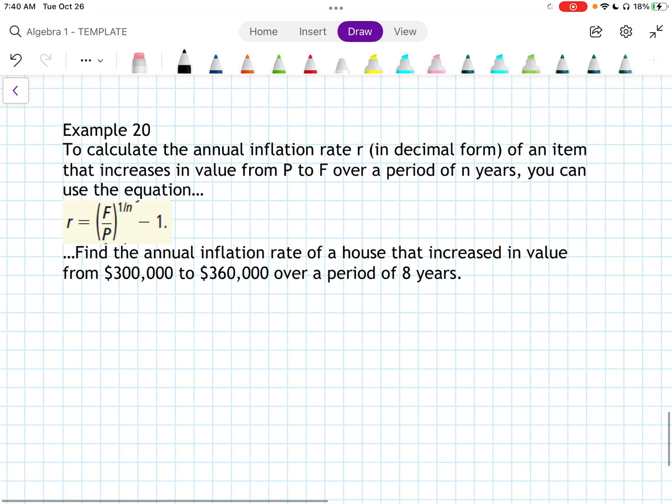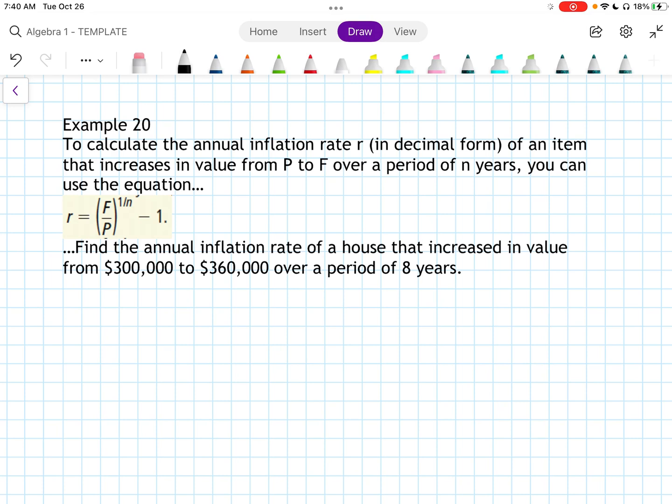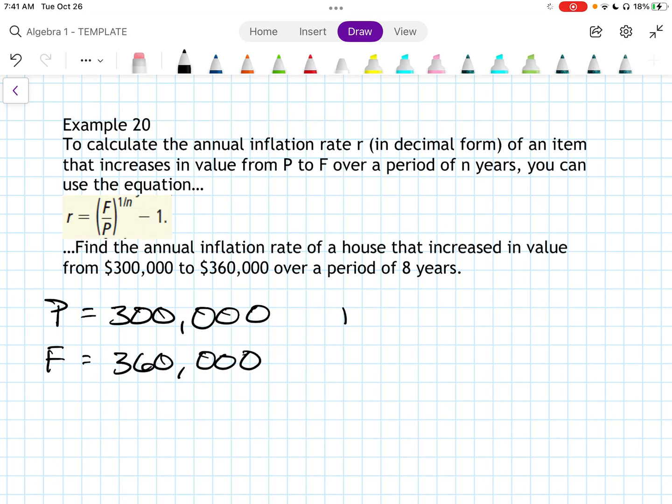Alrighty. Example 20. This is similar to some problems that I've seen on the PSAT and the SAT. We don't necessarily know how to use this formula that it gives us, but we can just trust the formula and plug in. So it says, to calculate the annual inflation rate, R, in decimal form, of an item that increases in value from P to F over a period of N years, you use the equation there. Find the annual inflation rate of a house that increased in value from, so from is P, right? P equals 300,000 to 360,000 over a period of 8 years.